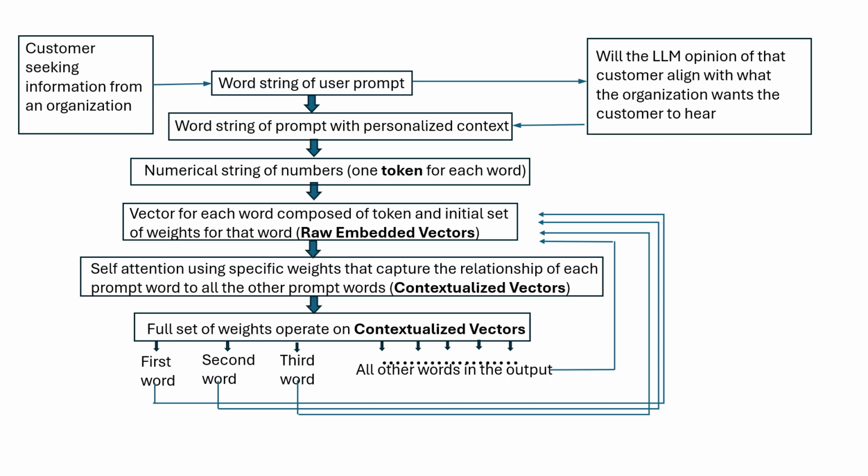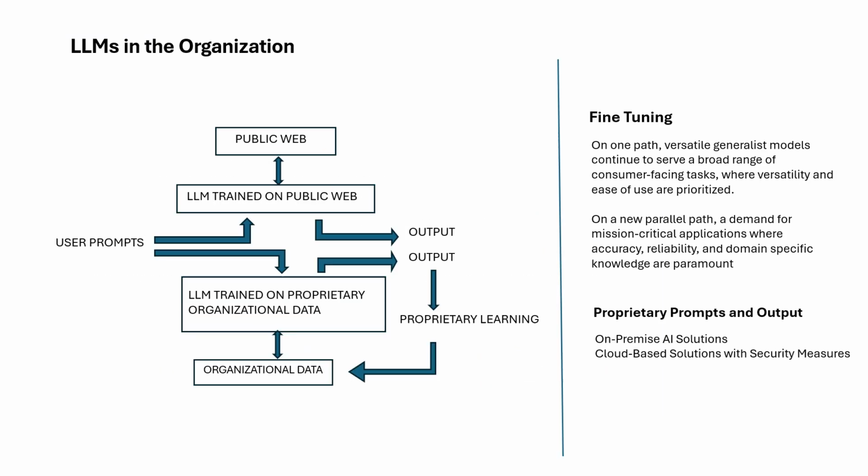And this also applies in business. You have a customer seeking information from Nike, let's say, from an organization, and then the Nike might have a chatbot based on an LLM that's giving answers to that customer. And will the LLM opinion of that customer align with what the organization wants that customer to hear? Okay, so that concept of the LLM having an opinion of you is important in a personal situation of a student and teachers, and also in the business world.